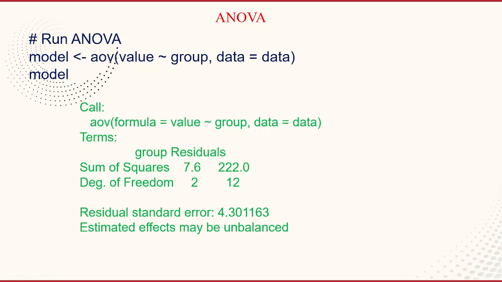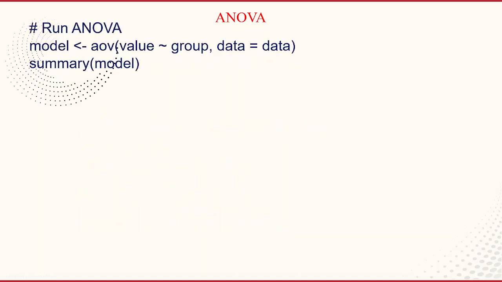Like that, using R programming, we can verify the data. You can find out the degrees of freedom, the sum of squares, for which group, and the residuals. All these things we can verify directly in R programming. Now let us see the summary of this model. Just type summary of the model.